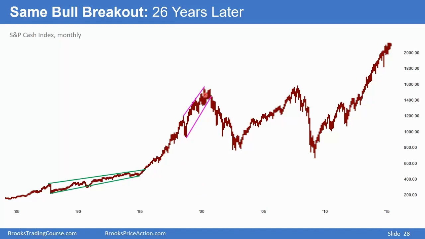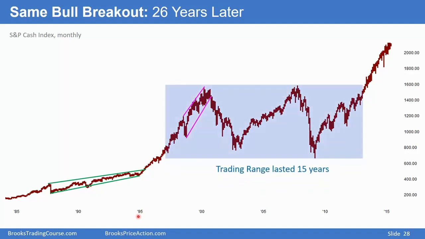This is the spike pullback channel. We have a bear breakout below the bull channel, which happens 75% of the time, and then the market typically comes down to the bottom of the channel. Here we went a little bit below. Bull breakout, pullback, channel usually evolves into a trading range. And this trading range lasted 15 years. And eventually we got trend resumption up.